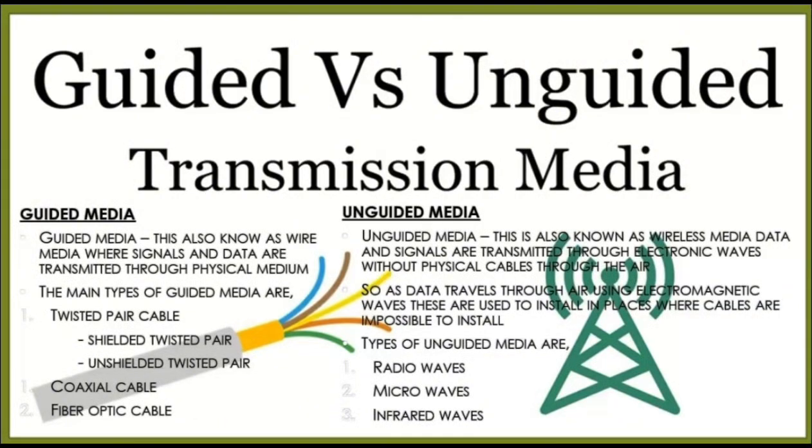Unguided media. This is also known as wireless media. Data and signals are transmitted through electromagnetic waves without physical cables, through the air. These are used in places where cables are impossible to install. Types of unguided media are radio waves, microwaves, and infrared waves.